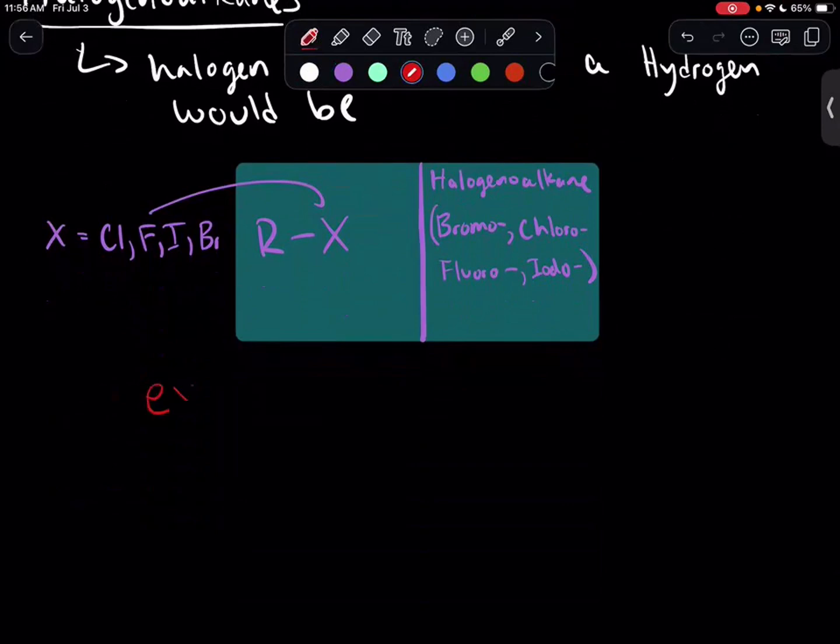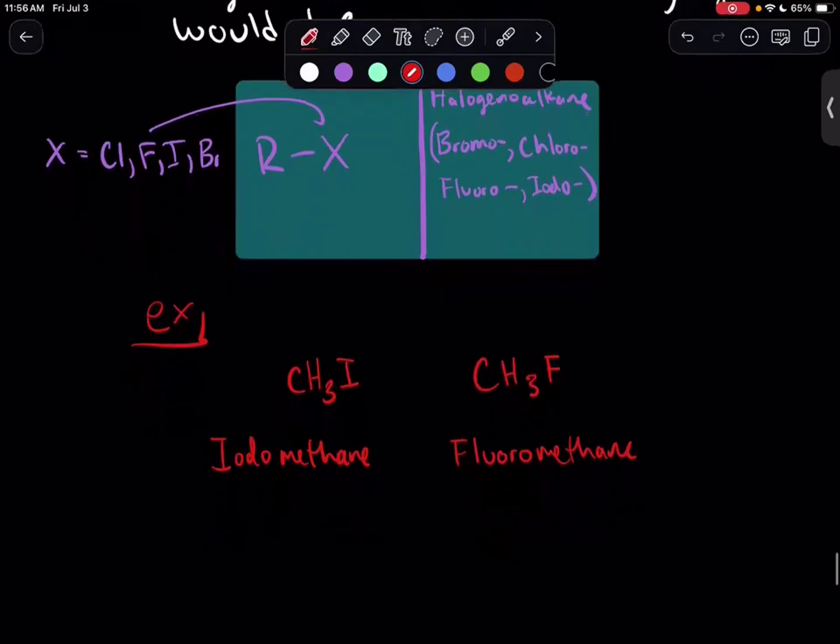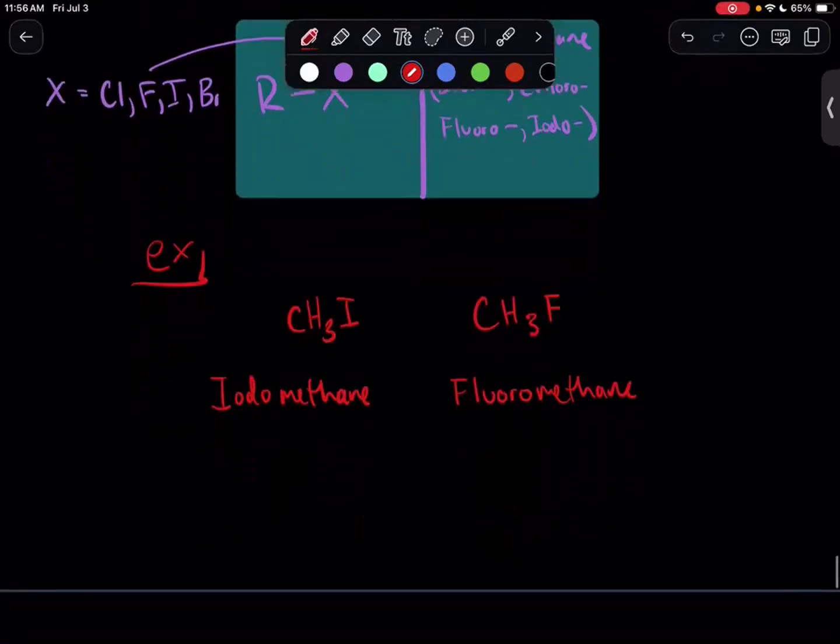So for example, if we just take methane, CH3, and we add an I, this would be iodomethane. But CH3 with an F would be fluoromethane, and et cetera, with bromo and chloromethane. So we just use whichever halogen is attached.